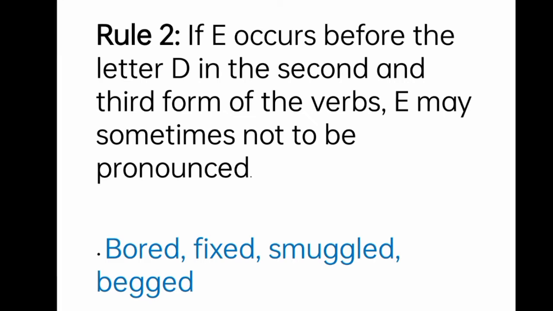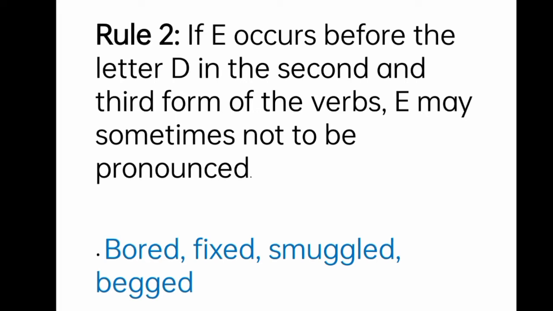If E occurs before the letter D in the second and third form of the verb, E may sometimes not be pronounced. For example, bored, fixed, smuggled, begged.